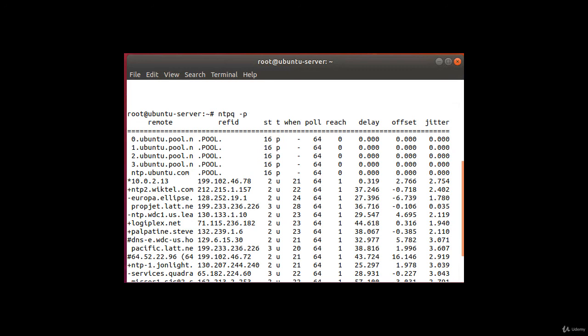And the last value is the jitter. This number is an absolute value in milliseconds, showing the root mean squared deviation of your offsets.